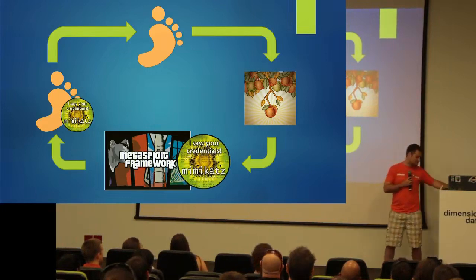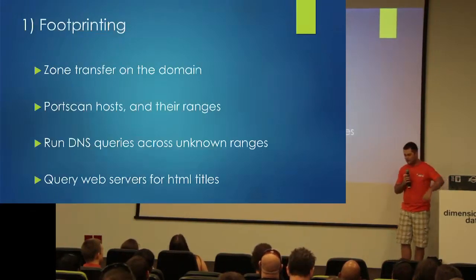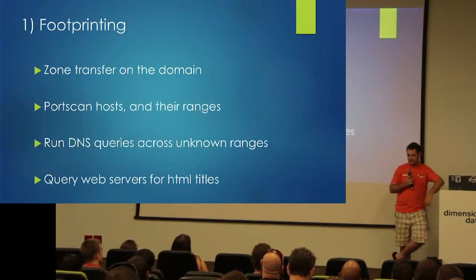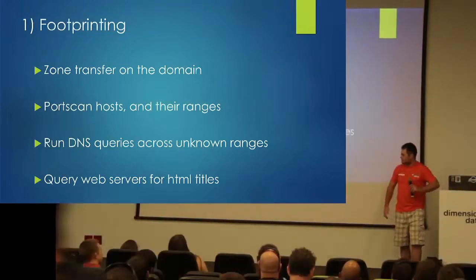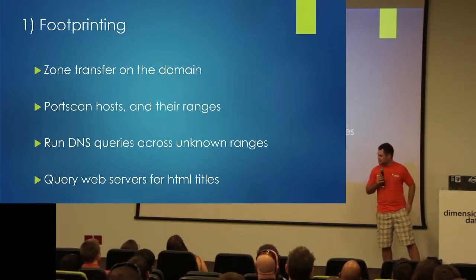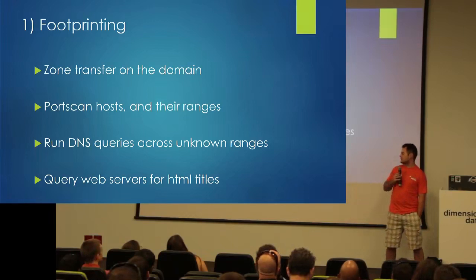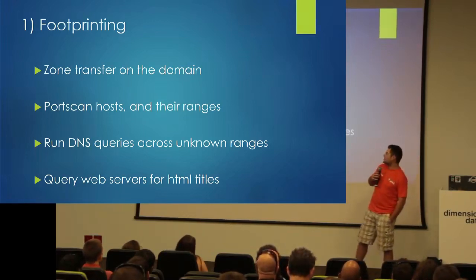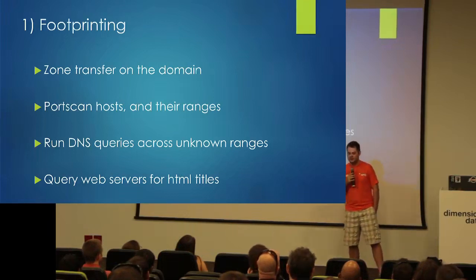The first thing that we do is we footprint it. We take a look at what's around us and the information that's presented. There's a ton of things that we usually do. You can do a zone transfer on the domain controllers and get a list of domain controllers that are there. If you port scan the net ranges that those fall into, you very quickly get a lot of hosts that you can look at.